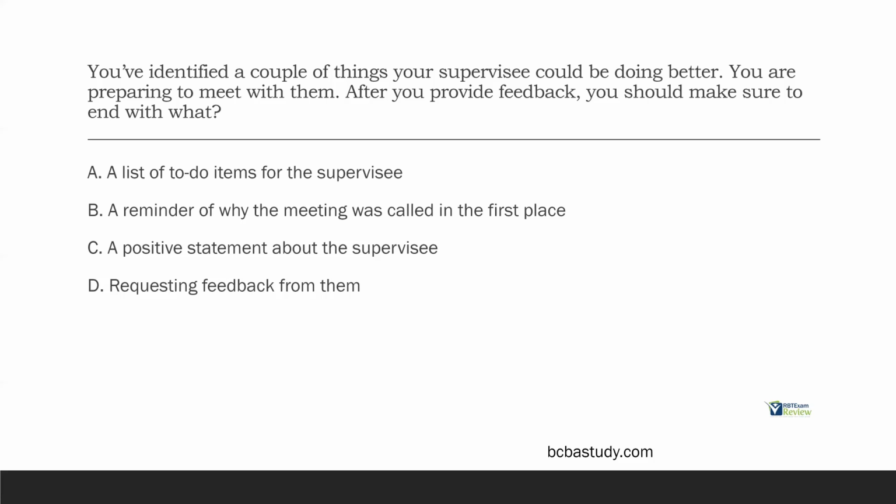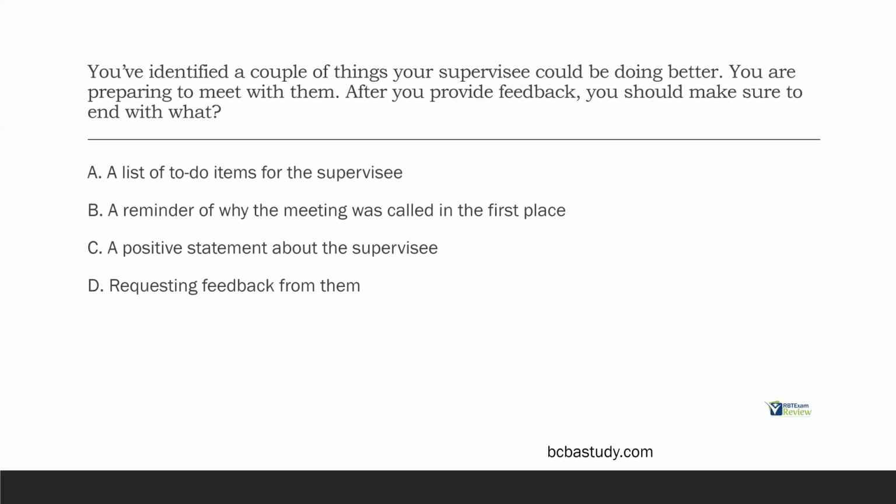A, a list of to-do items for the supervisee. Not a positive, right? Here's all the things you need to do from here on out. If you're giving them goals, that's one thing, but it's not just a checklist of things to do to meet supervision. B, a reminder of why the meeting was called in the first place. Well, if you called this meeting for negative things they could be doing better, we don't want to remind them of all these negative things we noticed that they need to stop. What we should do is C, make a positive statement about that supervisee. So after you provide feedback, end with the positive statement.